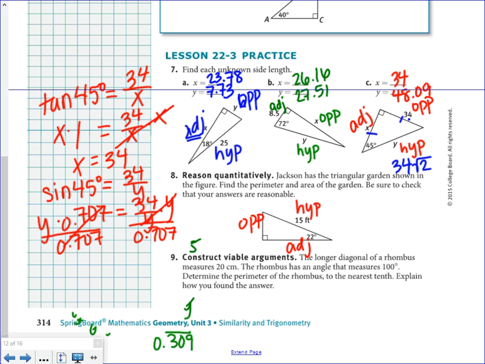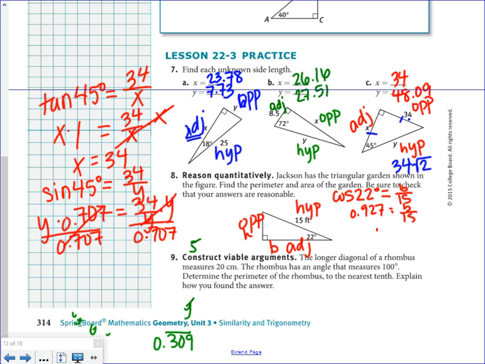So I'm going to call this the base and the height. So I need to find both. So I am going to be using, I'll find base first. I'm going to be using adjacent and hypotenuse. So that is cosine of 22 is b over 15, base over hypotenuse. So cosine of 22 is 0.927, and then you're going to multiply that by 15.